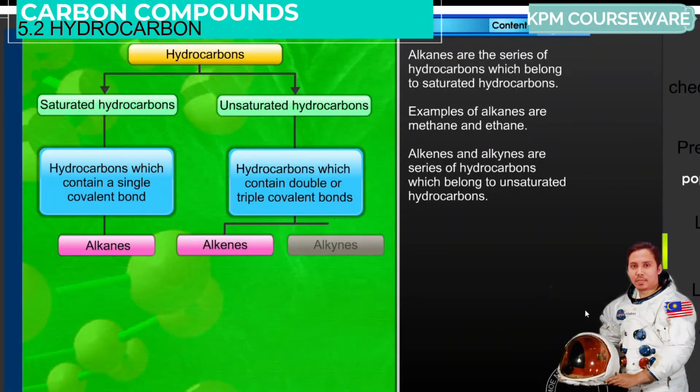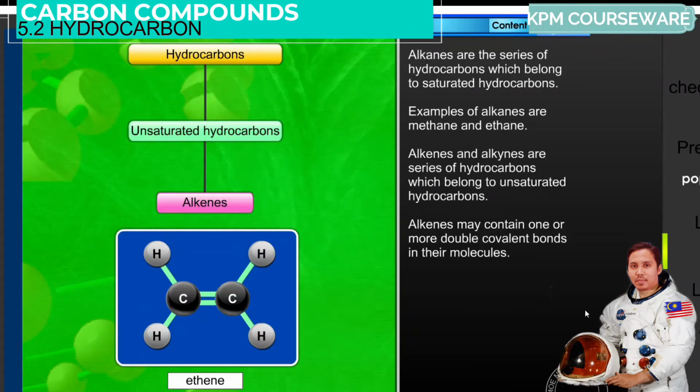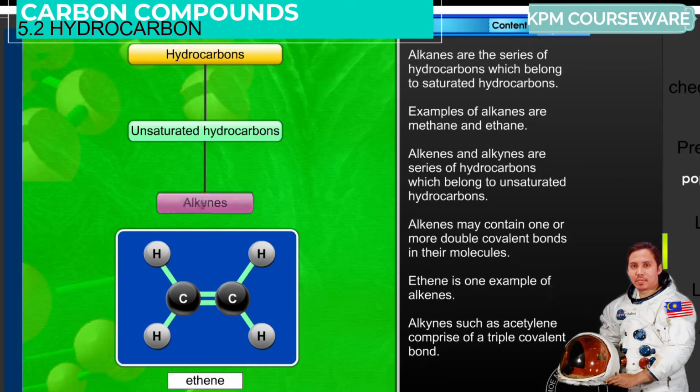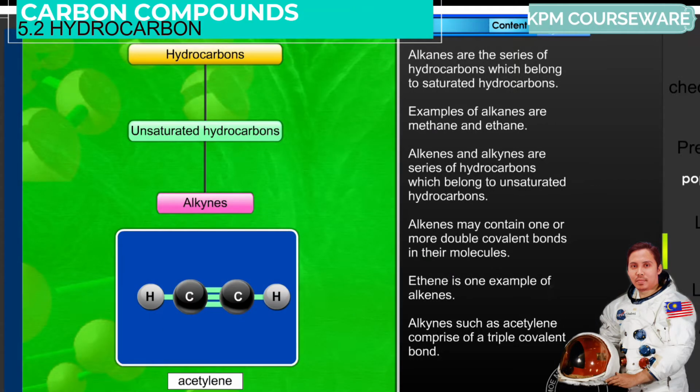Alkenes and alkynes are series of hydrocarbons which belong to unsaturated hydrocarbons. Alkenes may contain one or more double covalent bonds in their molecules. Ethene is one example of alkenes. Alkynes, such as acetylene, comprise of a triple covalent bond.